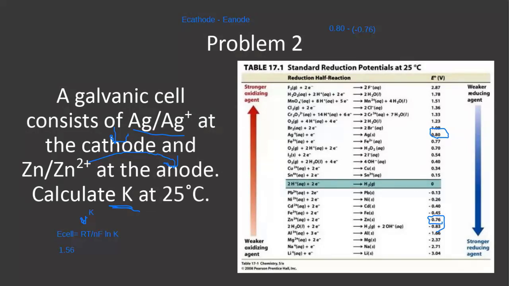So now we have to fill in the rest of the values to calculate K. Anyone know what the R constant is? Yeah, exactly, 8.314. You don't have to have it memorized, but it does help. Wow, even the units. Good for you. I'm impressed. And what about the temperature in Kelvin? 298, exactly. And n in this case?